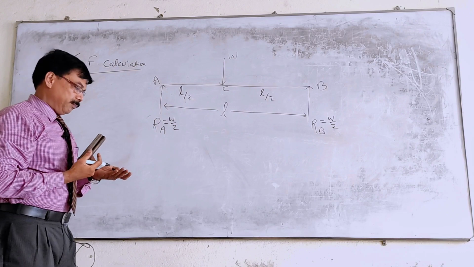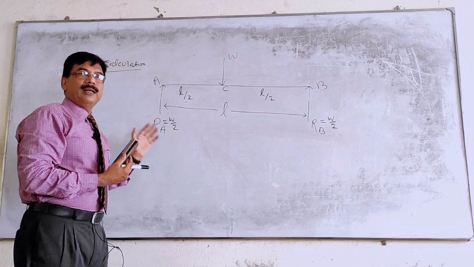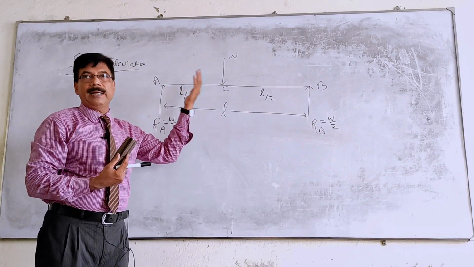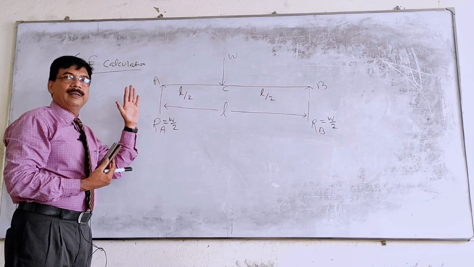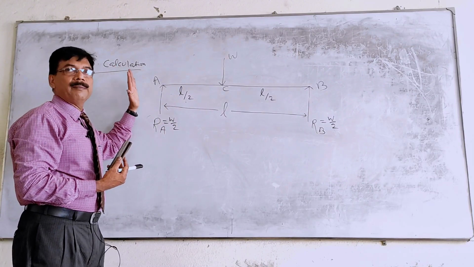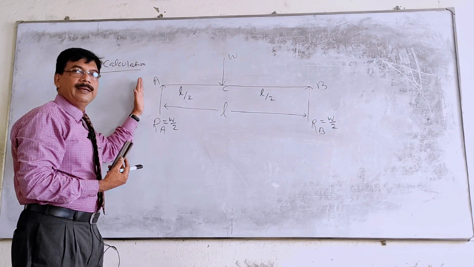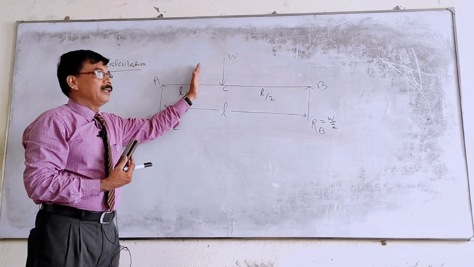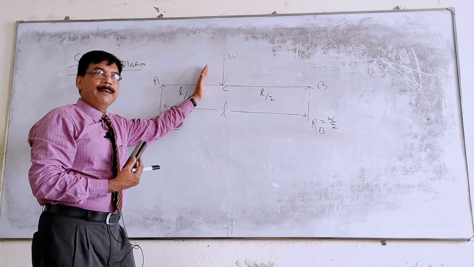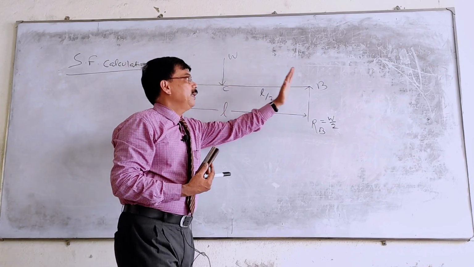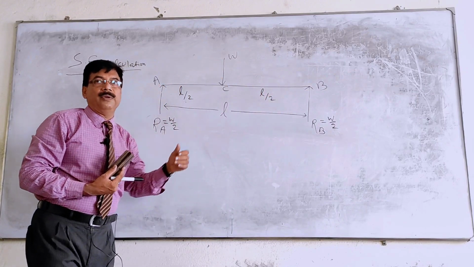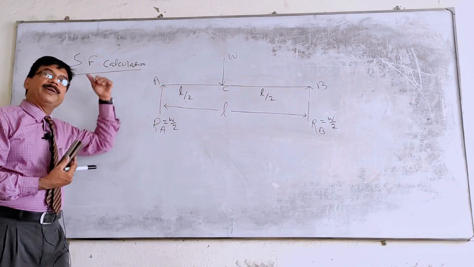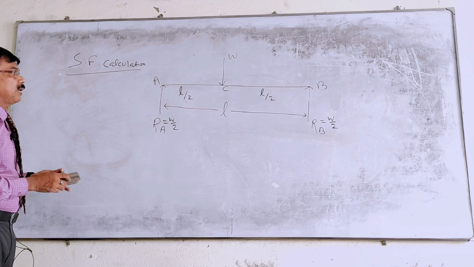So here we will start either from left or from right. Here we will start taking it from left. Our sections will be left of A, then right of A, then left of C, then right of C, then left of B, then right of B. This is the process. We will move from the free end of A to the free end of B. So start the shear force calculation.